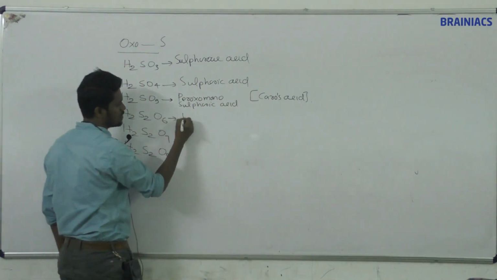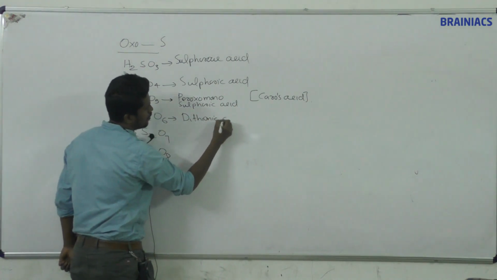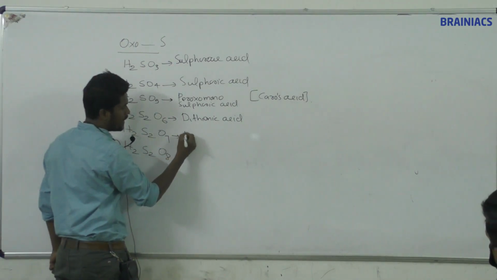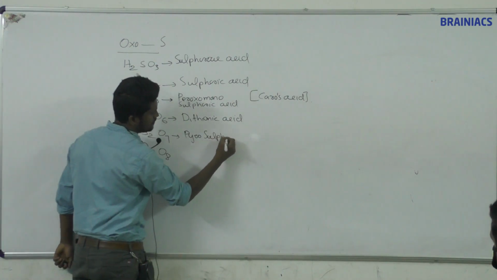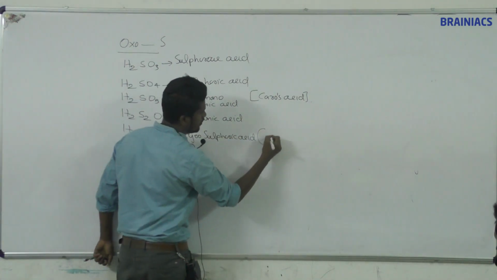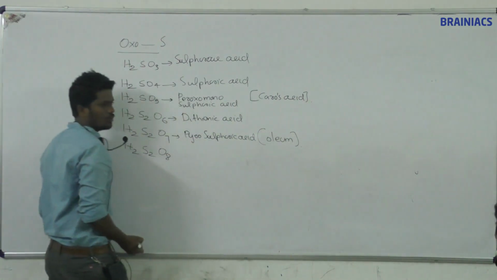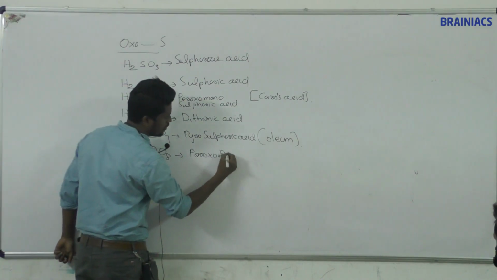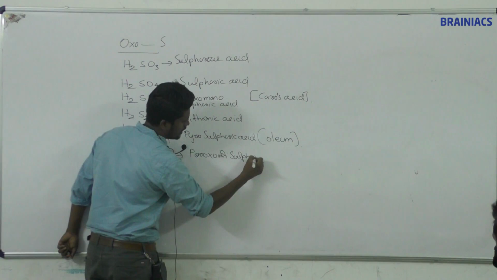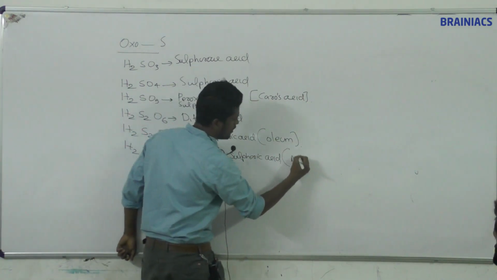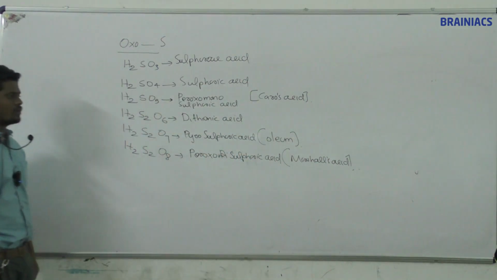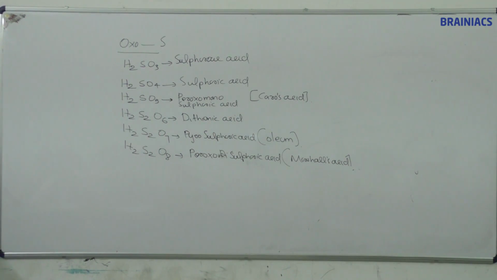What is H2S2O6? It is dithionic acid. And H2S2O7 is pyrosulfuric acid. It is simply oleum. And H2S2O8 is peroxodisulfuric acid. Peroxodisulfuric acid is simply Marshall's acid. Okay, so Caro's acid, oleum, Marshall's acid, H2SO3 and H2SO4, sulfurous and sulfuric acid.